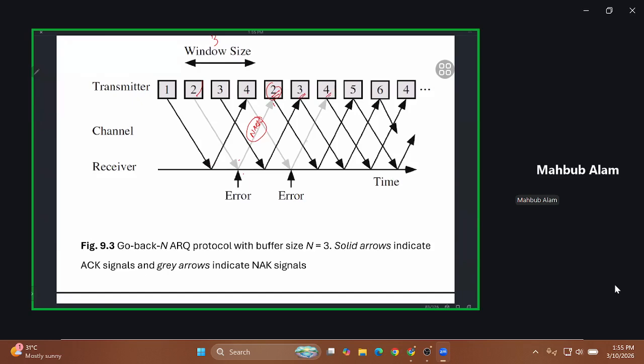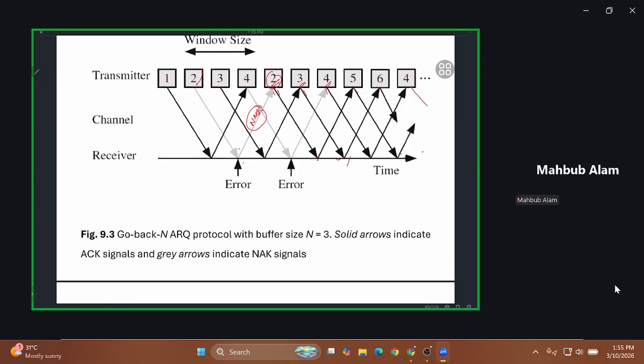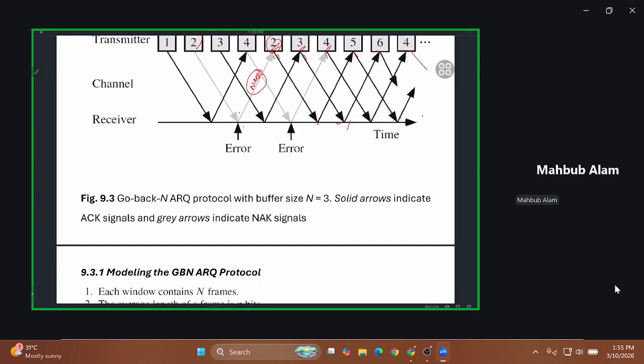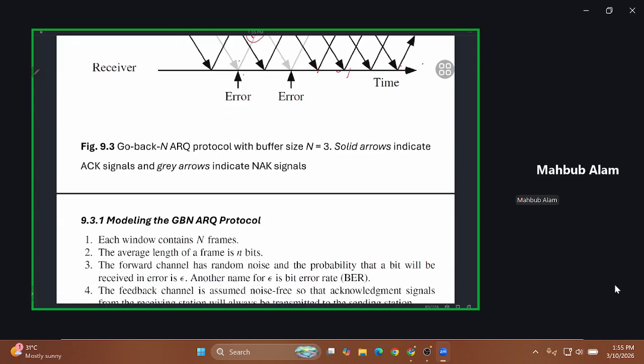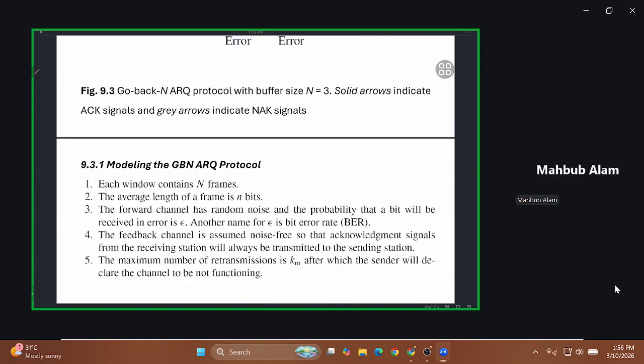Now 2 and 3 are received. Once 2 is received, the station sends 5. 3 is received, the station sends 6. Then 4 is received. A negative acknowledgement is there. For example, 4 is retransmitted. So this is the basic operation. The diagram is not 100% correct, so just ignore it. Before we finish, we will look at the diagram.